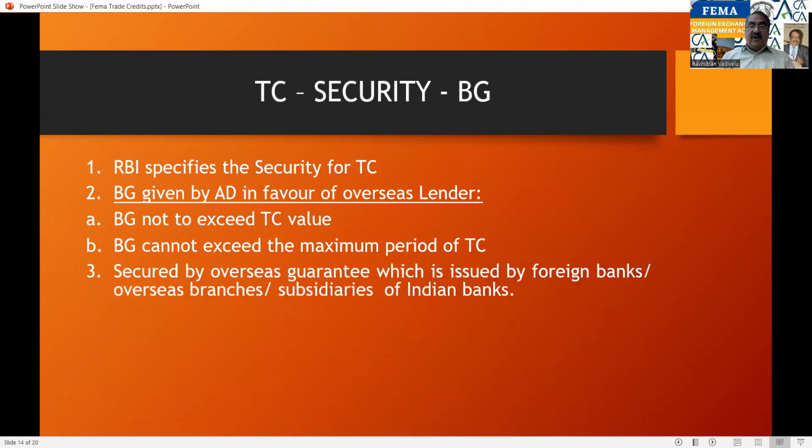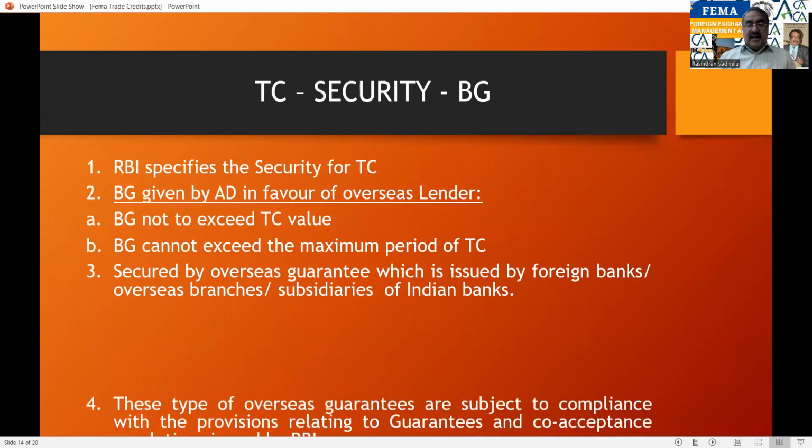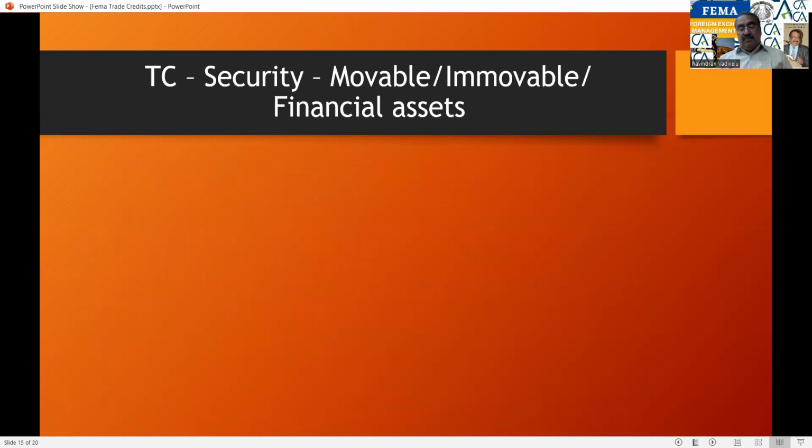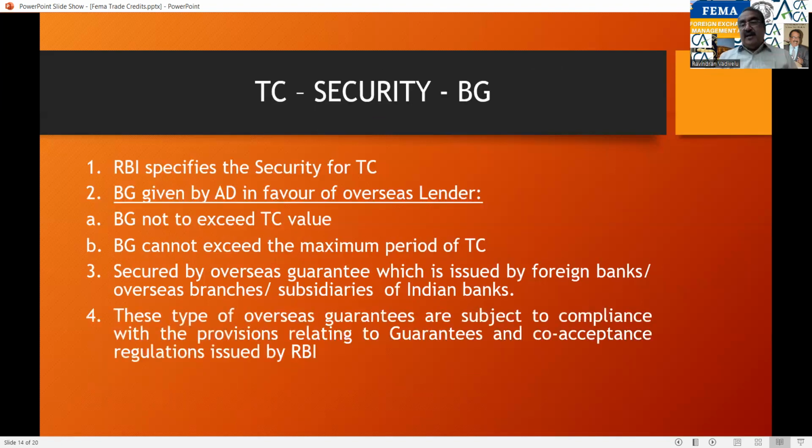Suppose any of the foreign banks are issuing the bank guarantee, yes, it is also possible. And if they are branches or subsidiaries of an Indian bank, they can also issue the overseas guarantee. But these types of overseas guarantees are subject to compliance with the provisions relating to guarantees and co-acceptance regulations issued by RBI. It's very, very simple. These guarantees are also subject to the supervision or control of the Reserve Bank of India. And now we have seen the bank guarantee security.